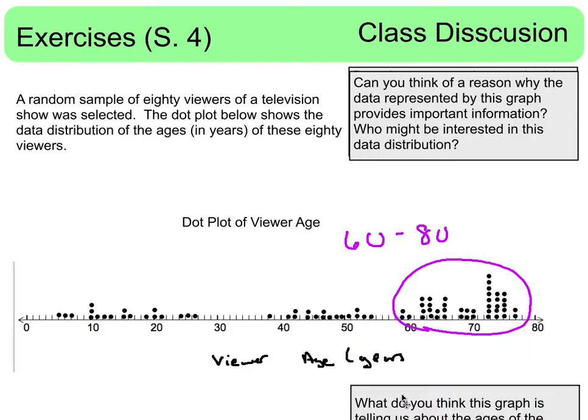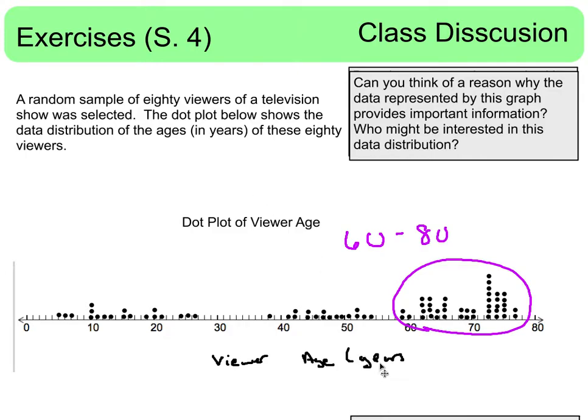Can you think of a reason why the data represented by this graph provides important information, and who might be interested in this type of information? So this data is important in understanding the audience of the show. This could come into importance for commercials. So if you're an advertiser for this show and you know that your demographic watching this particular show is between 60 to 80, then I might try and court advertisers that want to advertise to that group, and so forth.